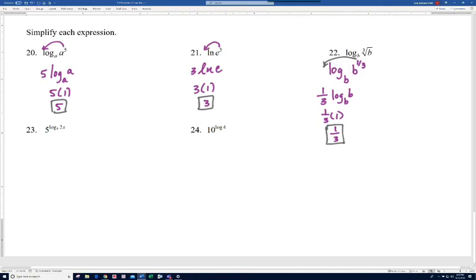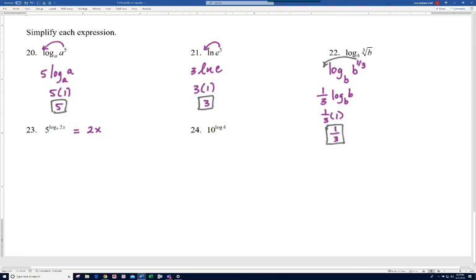So this is 5 to a really interesting power. Now remember, a logarithm is an exponent. It's the exponent you put on a base of 5 to get 2x. But we're putting it on a base of 5. And so this actually does equal 2x.